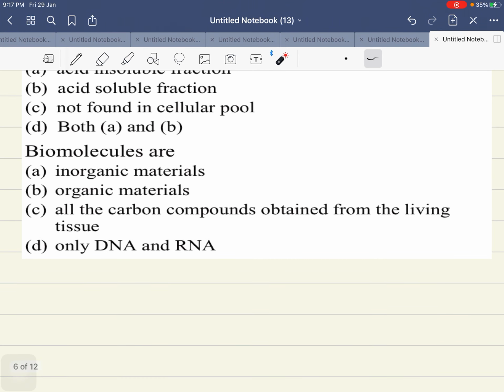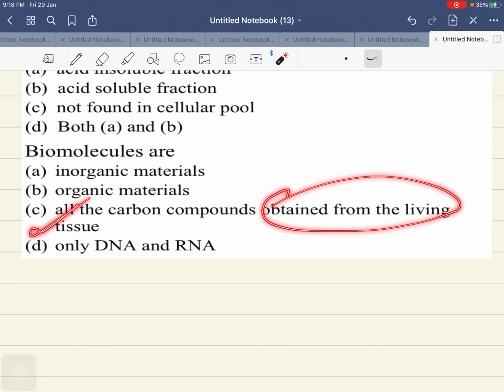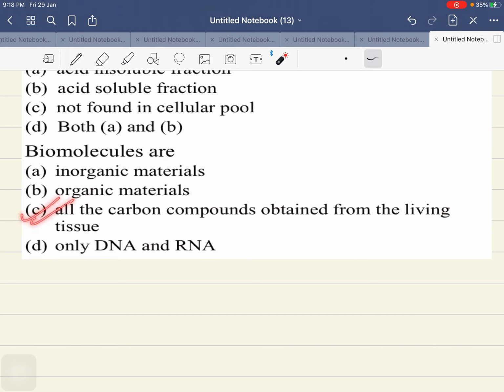Biomolecules, there is a lot of confusion here. Most of the time you say organic materials only. See, biomolecules are not only organic material, they are all carbon compounds which are obtained from living tissue. That is the correct definition of biomolecules. Many times in my lectures I have told you that carbon content is very, very important in case of organic compounds and biomolecules. So the answer will be C.